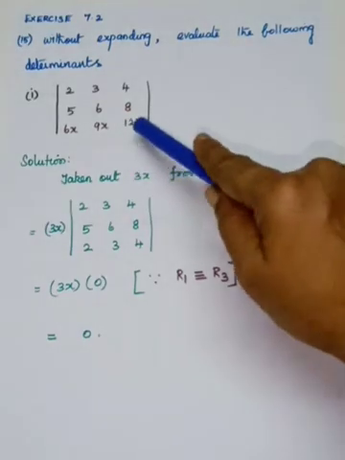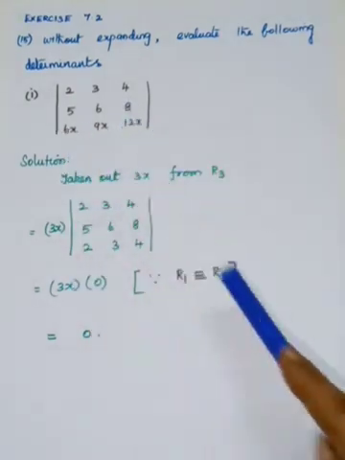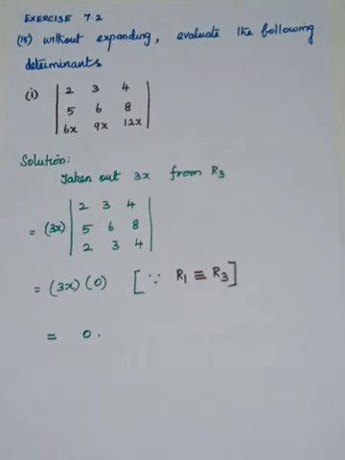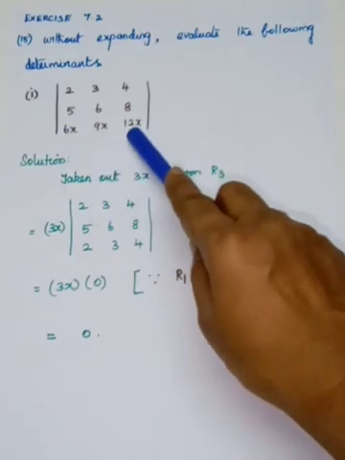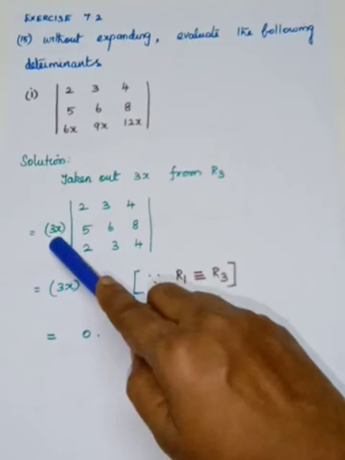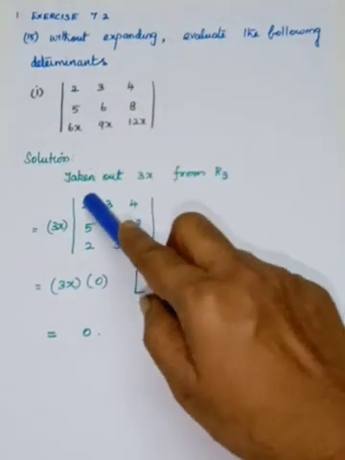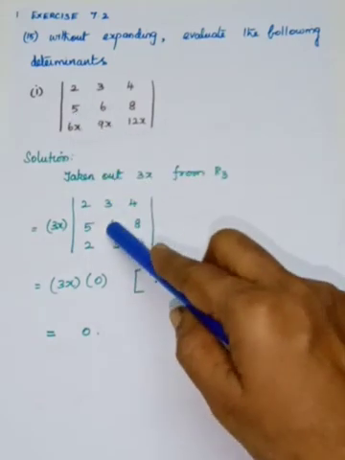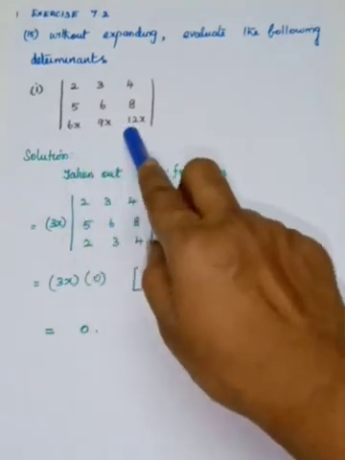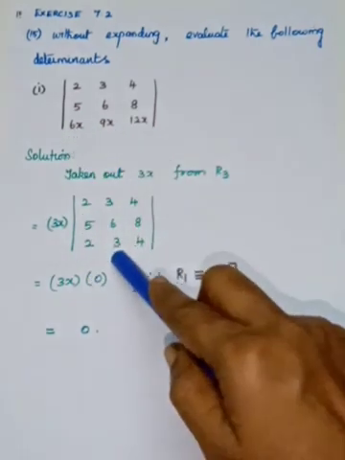Okay, I'll take this determinant. See the third row. The third row is multiplied by the scalar 3x. Yes or no? In all the elements, 3x is common. So if you take 3x out, what is the remaining value? The first row is 2, 3, 4. The second row is 5, 6, 8. If you take 3x out from these elements, you will get 2, 3, 4 here.